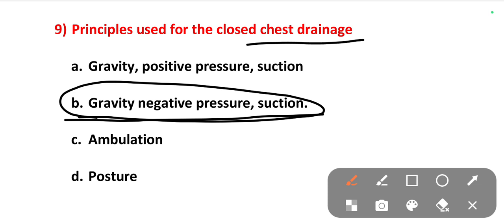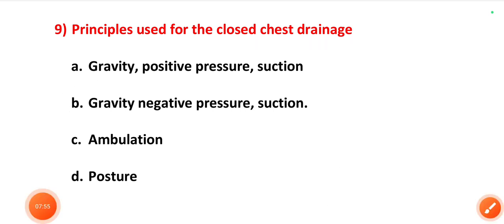Okay, so gravity is nothing but the fluid will come from above to below, and a negative pressure is like a suction, and the suction is a manual suction. So, the right one is option B.